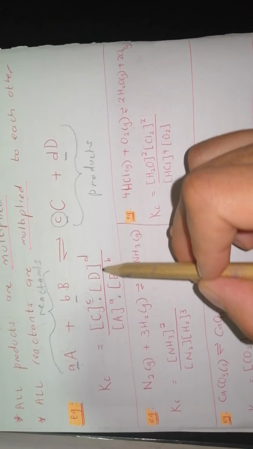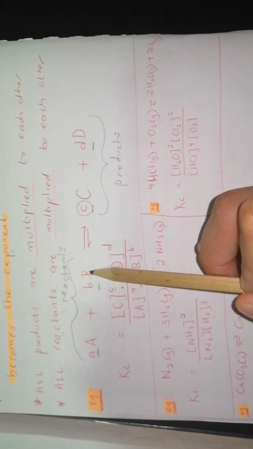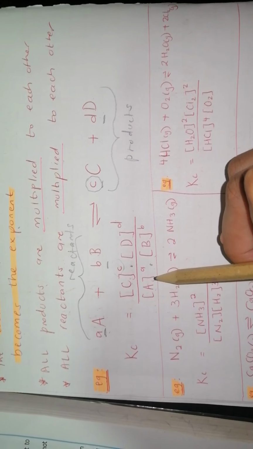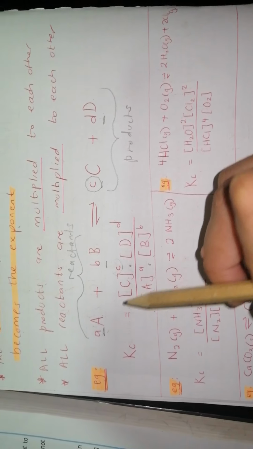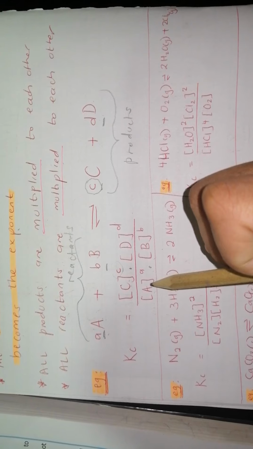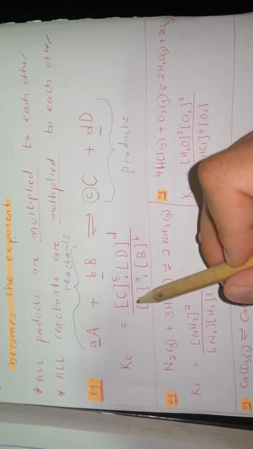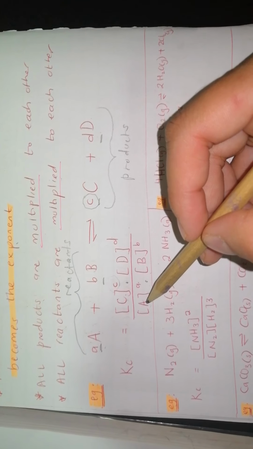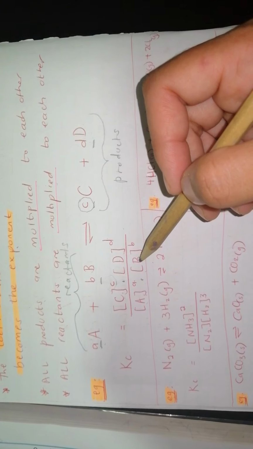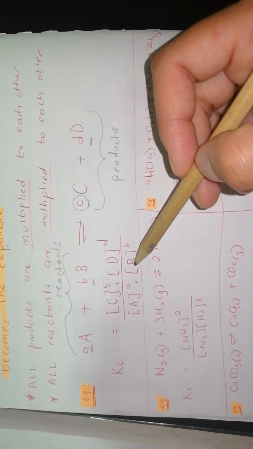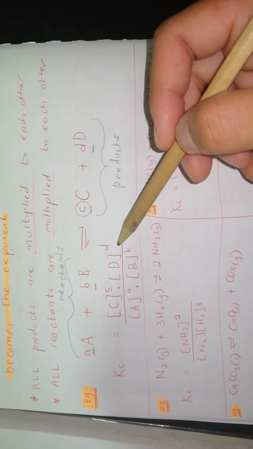Then you are going to divide it by the reactants, and can you see you also have two reactants? You have A and you have B. So you put A in square brackets, which tells you the concentration of A, and the coefficient small a is what you raise big A to the power of. So it's going to be big A in brackets raised to the power of small a. Then you multiply by the next reactant, which is B. You take big B, put it in square brackets, and raise it to the power of its coefficient, which is small b.